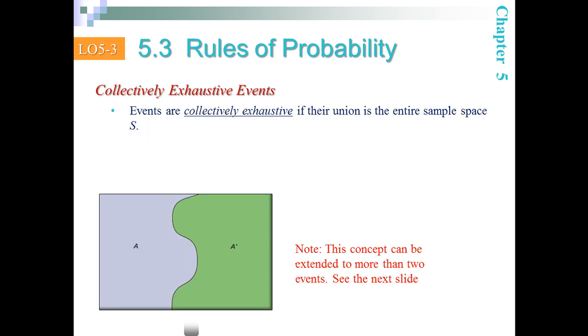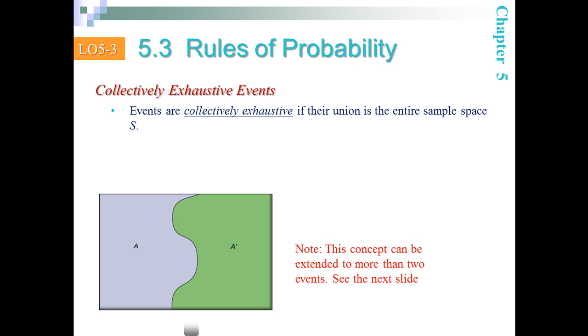So now we're going to talk about what are called collectively exhaustive events. Events are collectively exhaustive if their union is the entire sample space S. So A and A complement are always collectively exhaustive. And this is an example with just two events.